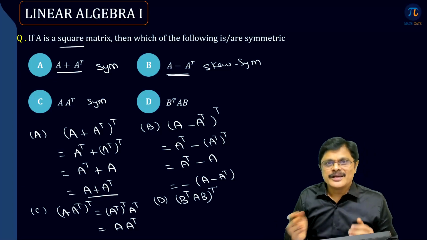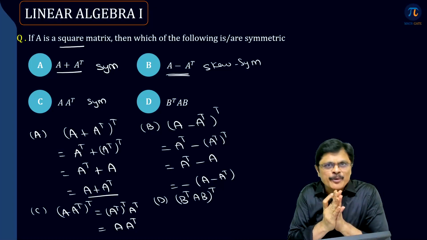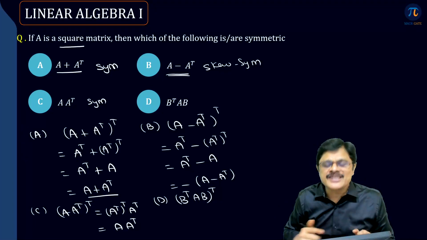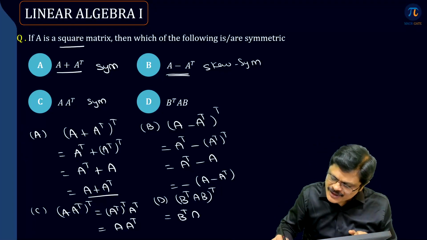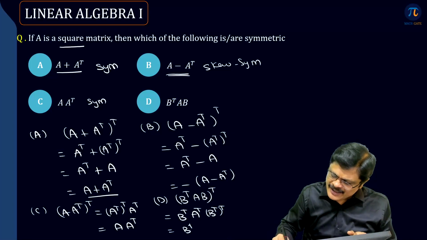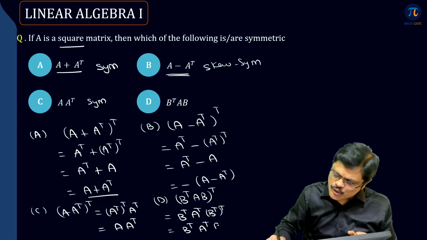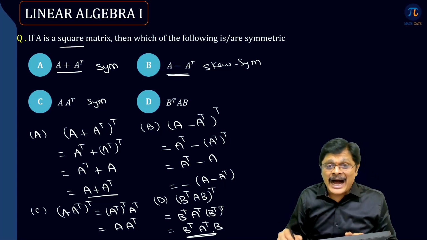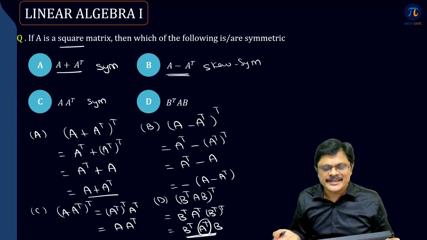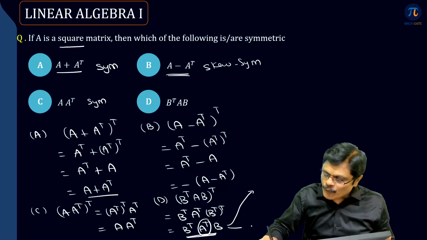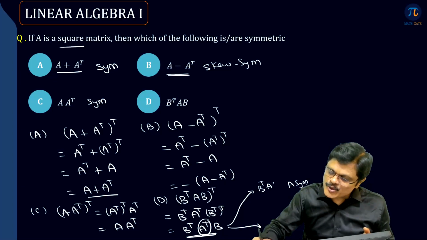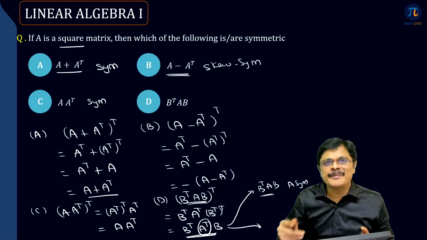Apply transpose. Whenever you apply transpose on a product, we get the product of the transposed matrices in the reverse order. That is, you get B transpose, A transpose, B transpose whole transpose. Now the answer depends on the value of A, because when it is just a square matrix A, you can't say anything. Suppose A is symmetric, it becomes B transpose AB, so this B transpose AB becomes symmetric.